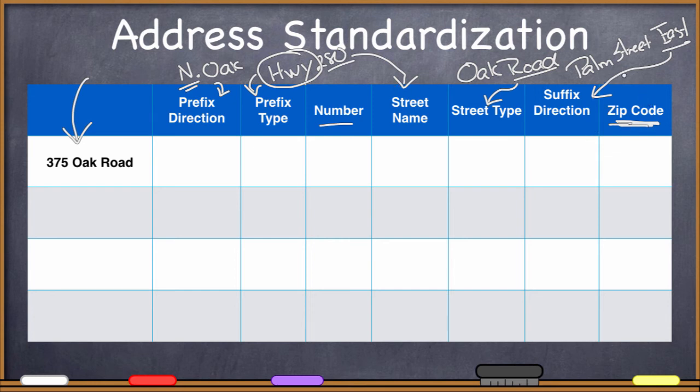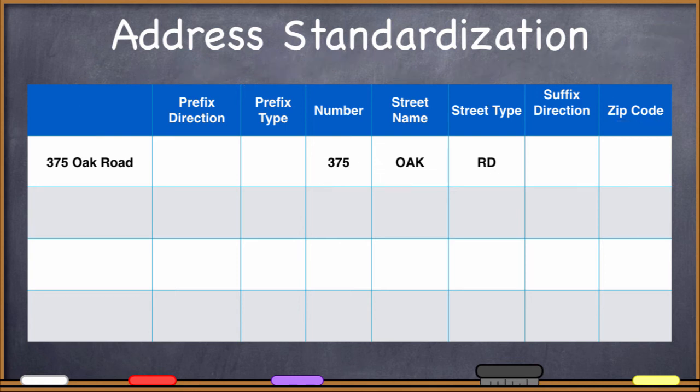So this is how the computer is going to try to chop the address into all these different parts in order to ultimately match it with the reference layer. So in this case, with 375 Oak Road, here we go and start entering this information. 375 is the house number that's on a street named Oak, and what kind of street type is it? It is a road. So there we go. This is how the computer would chop up 375 Oak Road when it goes through this address standardization procedure.